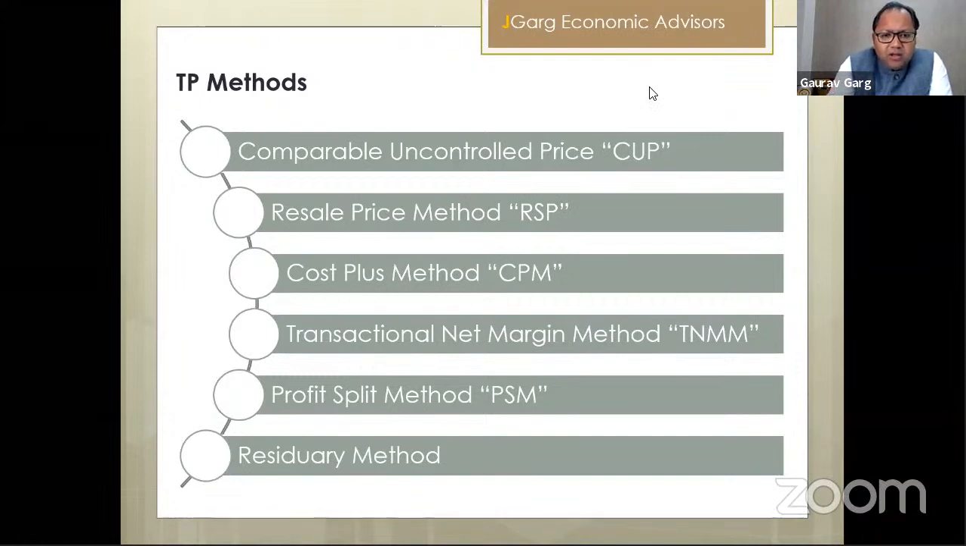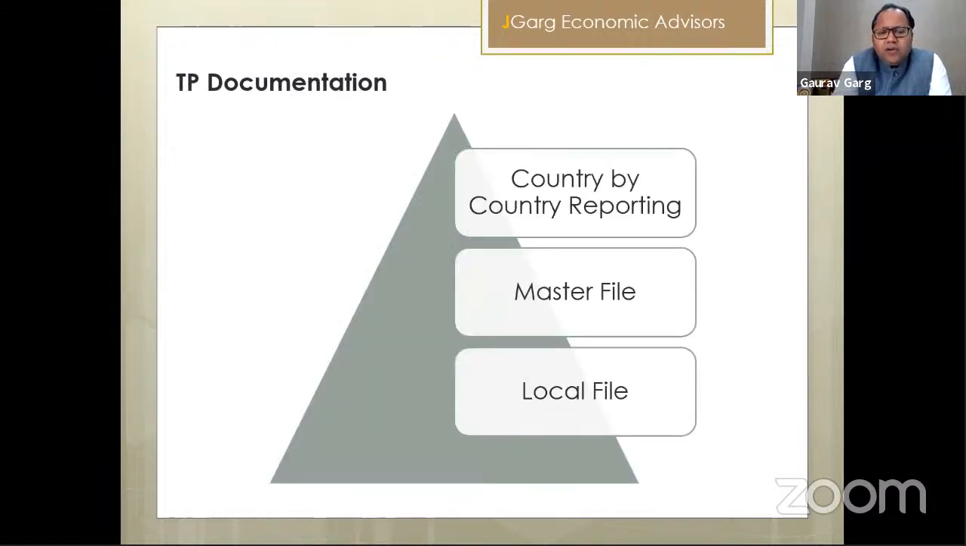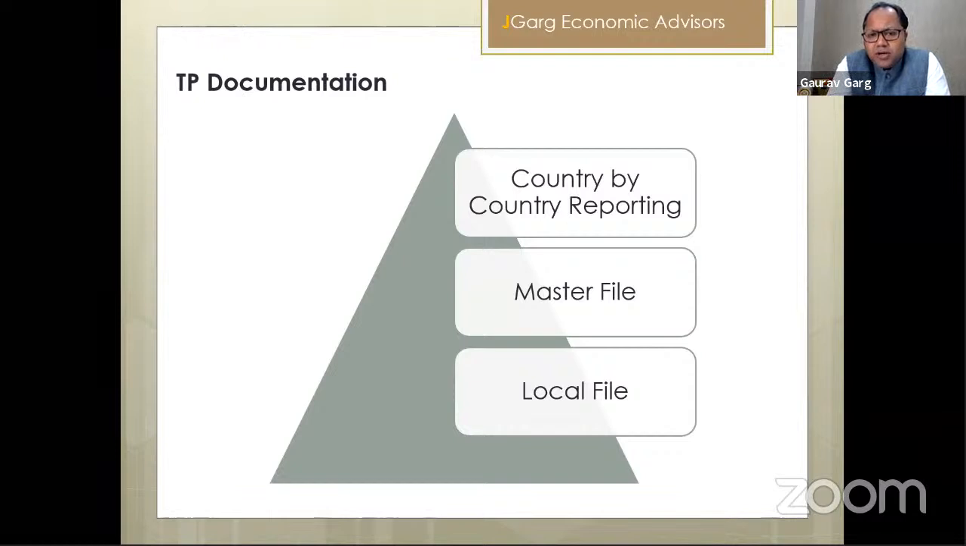Now let me move on to discuss TP documentation. After BEPS Action Point number 13, we have three kinds of transfer pricing documentation.